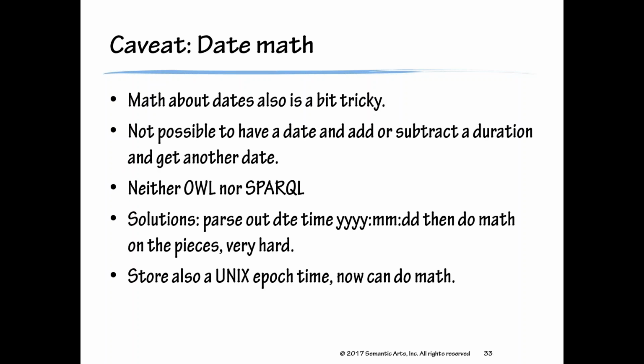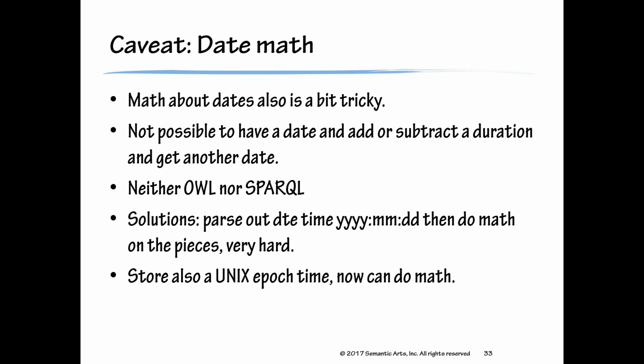The other caveat we mentioned briefly earlier is date math. It's actually quite tricky. You can't have a date and then add or subtract a duration to get another date, which is what you really want. 30 days from July 2nd. OWL doesn't do that. SPARQL doesn't even let you do that. Dave has spent a lot of time messing around trying to get that to work.